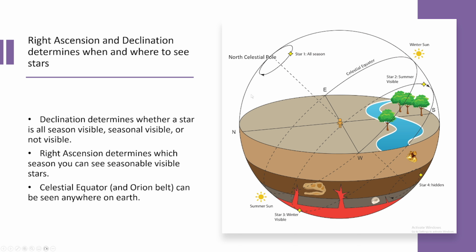Okay, so in short, declination determines whether a star is all-season visible, seasonally visible, or not visible, and the right ascension determines, for seasonally visible stars, which season you can see them. And finally, an interesting fact: here is the celestial equator. The celestial equator and the Orion belt can be seen anywhere on Earth.